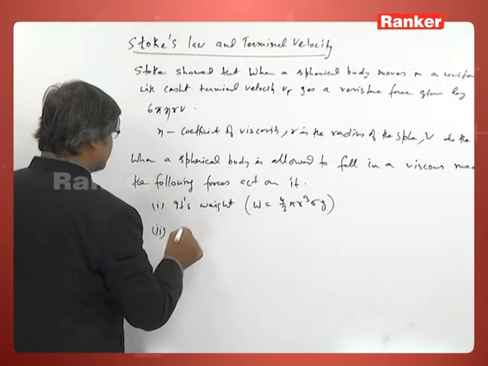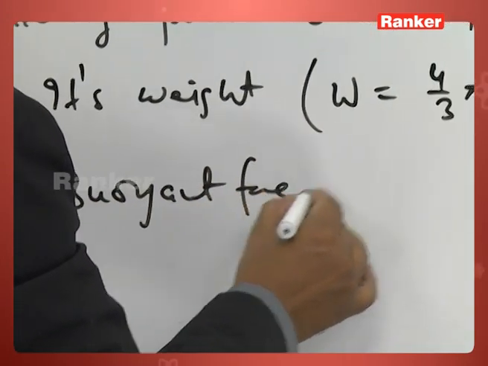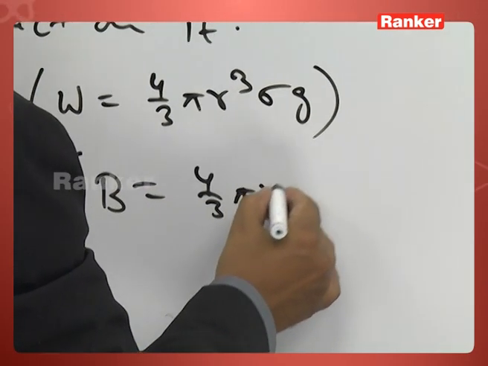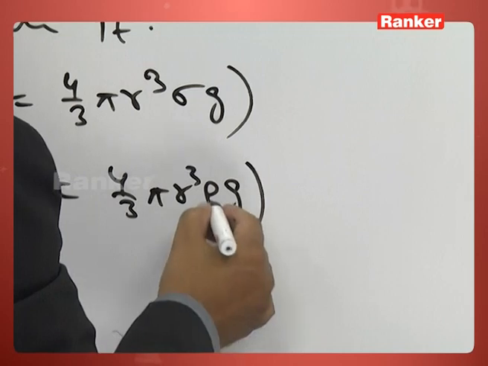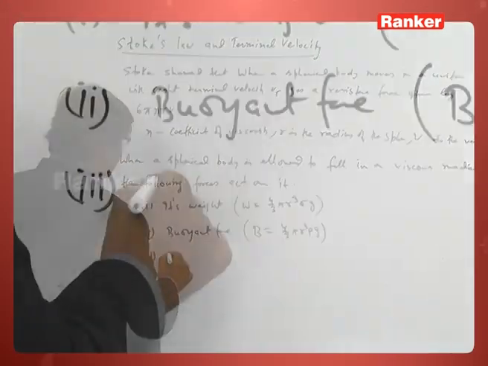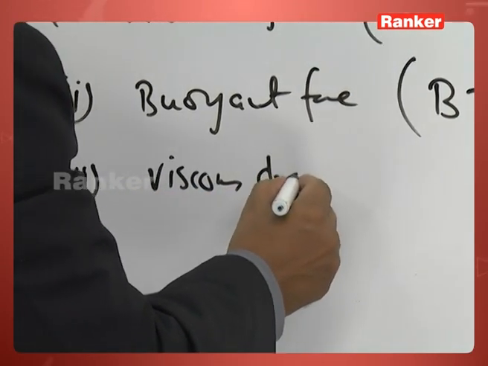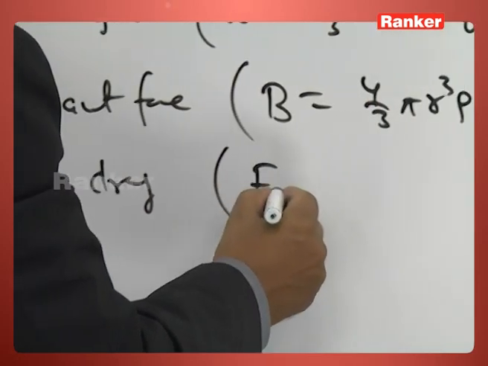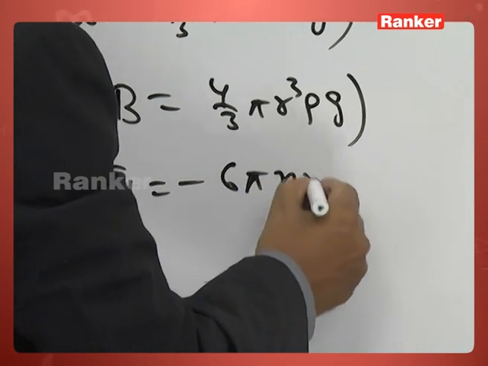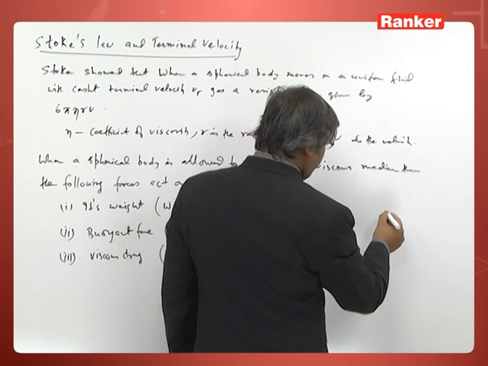The second force acting will be the buoyant force due to the liquid, that is given by 4 by 3 pi r cube rho g. This rho is for the liquid. And the third force is its viscous drag, that is the resistance force F drag, that is minus 6 pi eta r V.